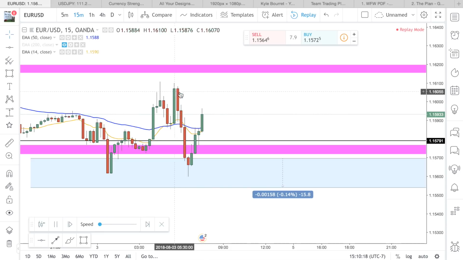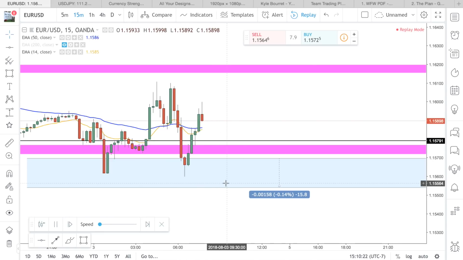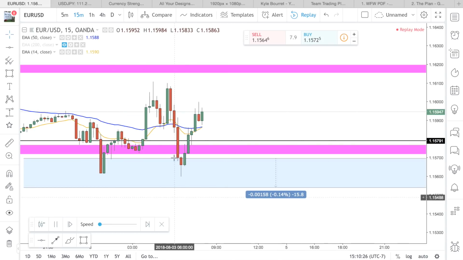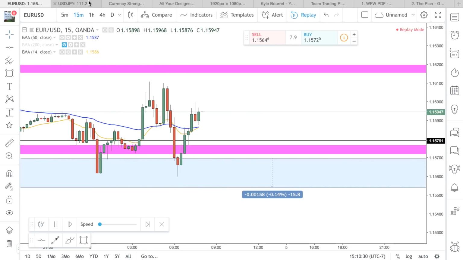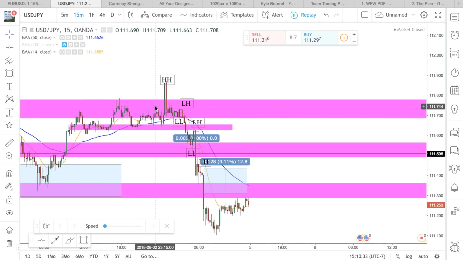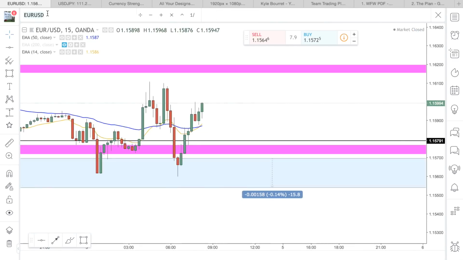Maybe have one with an actual stop loss with a bigger TP. I don't know, whatever you want. It wasn't as nice, but they were still setups. USD Jappy was the winner. Euro USD, let's look at some more. I just want to see.